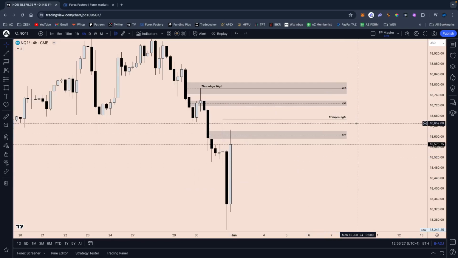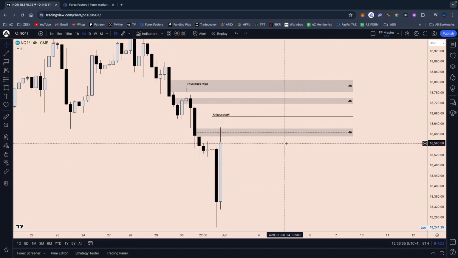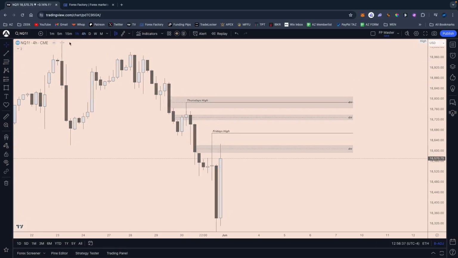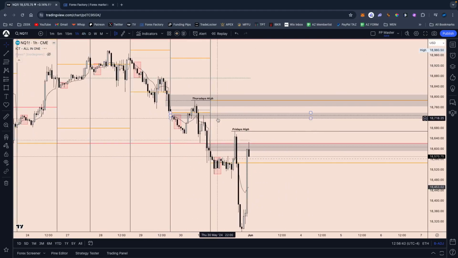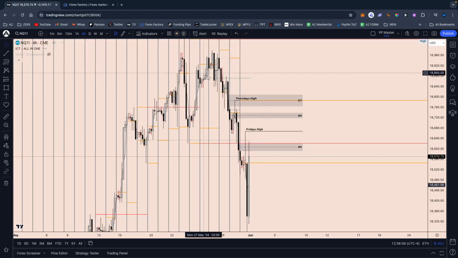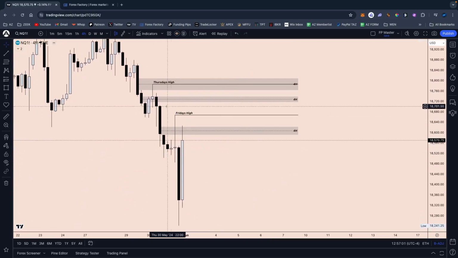Let's actually do it like this. Put it to the left. Friday's high, Thursday's high. Let's go to 1 hour here quickly so I can draw this out more easily. Thursday's high, and then we have Tuesday's high and Monday's high. That's Tuesday, that's Wednesday. Wednesday was straight down. So for the 4-hour time frame, those would be our best targets. Thursday's high, Friday's high.